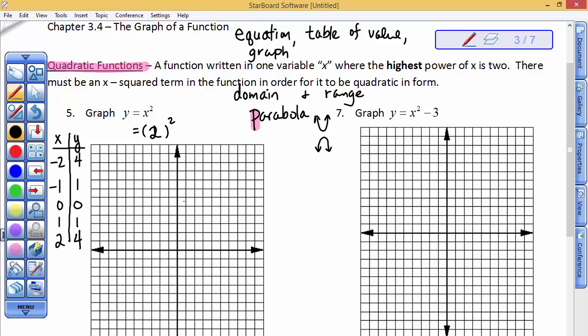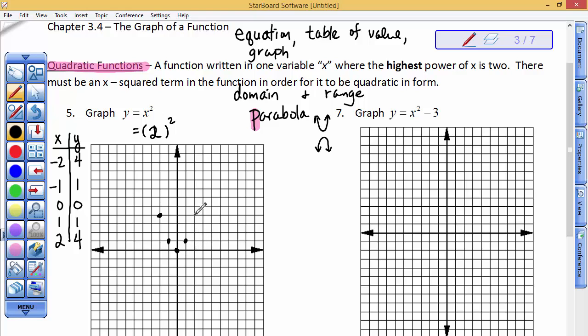So the first one is x is a -2, y is a +4. So I go to the left 2 and up 1, 2, 3, 4, and I plot that ordered pair. The next one, x is a -1 and y is a +1. So left 1 and up 1. The vertex is at 0, 0. And then my next ordered pair is to the right 1 and up 1. And I'm starting to see the symmetry of this parabola. The next ordered pair is to the right 2 and up 4.